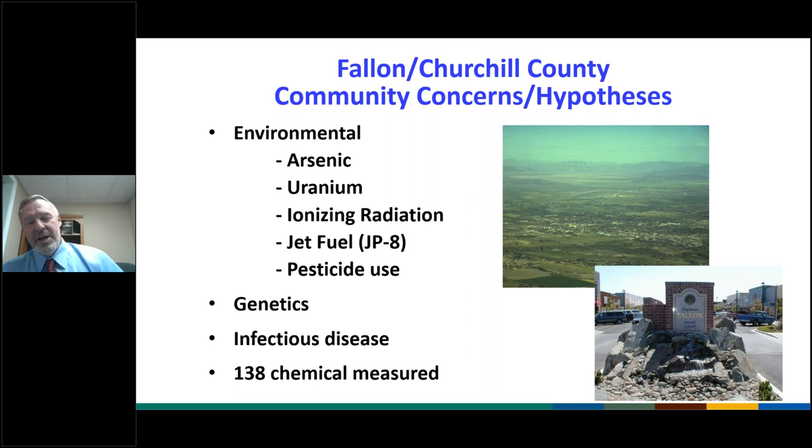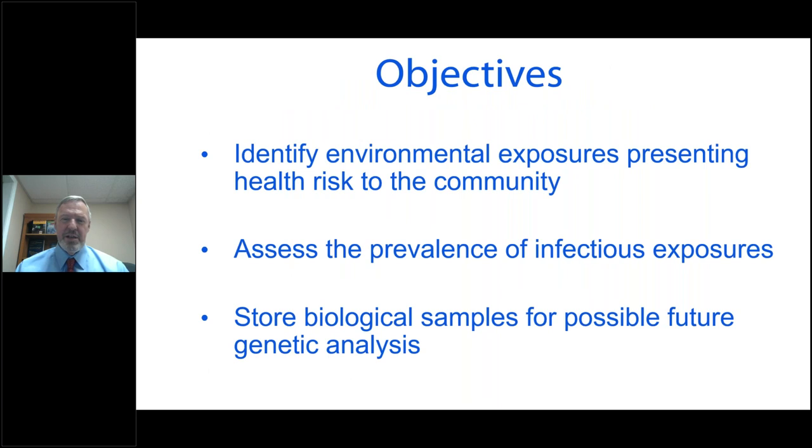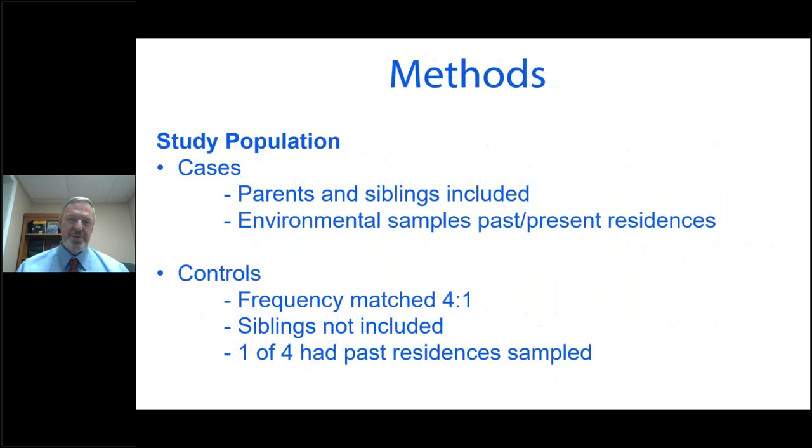So we, in our division, came up with the idea of measuring 138 different chemicals that might have caused this leukemia. So we wanted to look at the potential exposures, assess the prevalence of infectious exposures, and store samples for future analysis. So we looked at cases, both parents and siblings are included, and environmental samples were evaluated from past and present residences. We had four controls to every case. Siblings were not included, and one in four had past residences sampled.